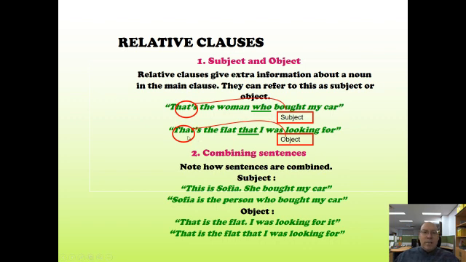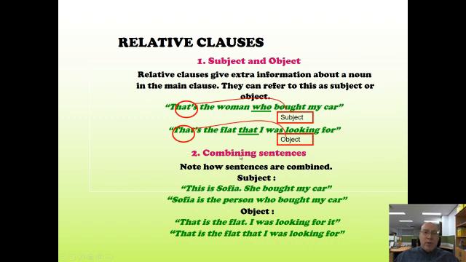object relative clause. This example is an object relative clause. It says, that's the flat that I was looking for. Okay, the flat meaning apartment. Here, if you look at your relative pronoun, you can see that there is a subject that comes after that, okay, that I. Here there is no subject, so it is a subject relative clause. Here there is a subject, so it's an object relative clause, okay.